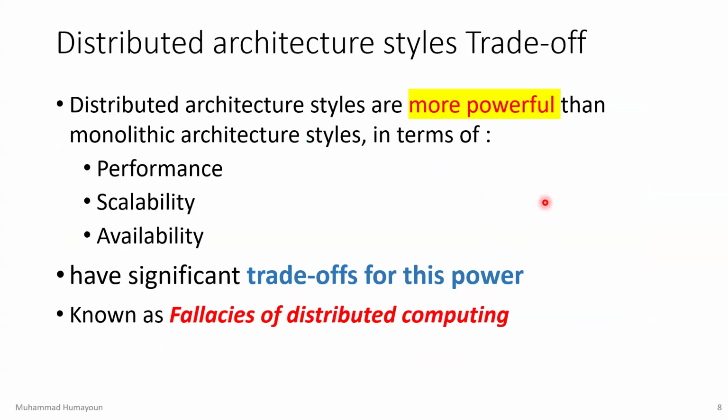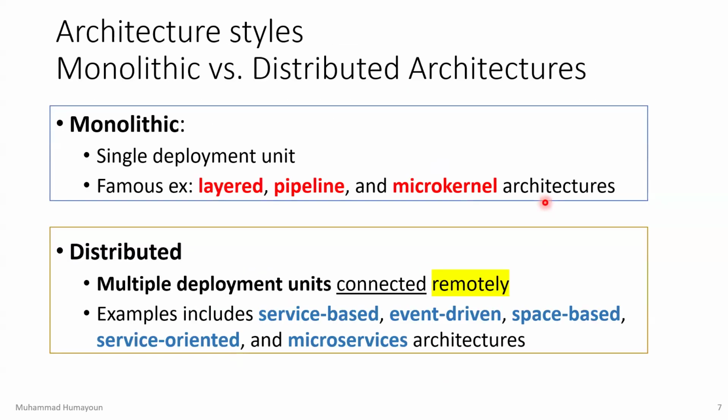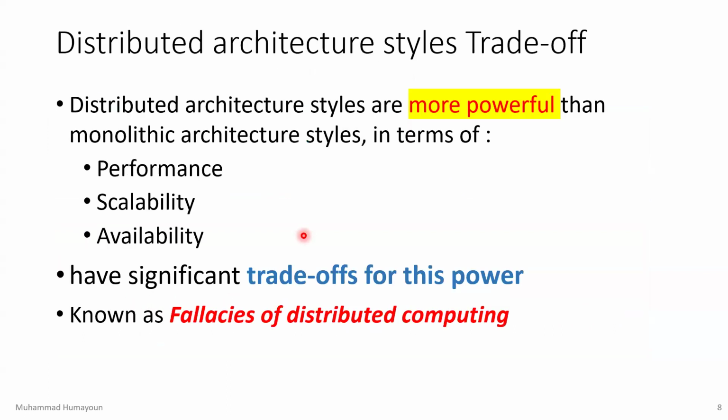So, distributed architectural styles trade-offs. When should you use which one? What are the trade-offs between these two? No one is good or bad. All that matters is what kind of architectural characteristics or quality attributes you want to support, and based on that, you will pick the most suitable architectural style for your needs, for your quality attributes, for your non-functional requirements. Distributed architectural styles are more powerful than monolithic architectural styles in terms of performance, scalability, and availability.